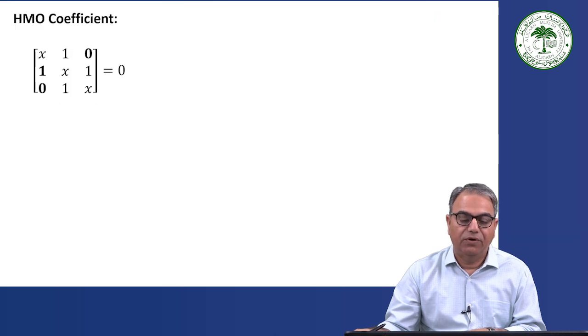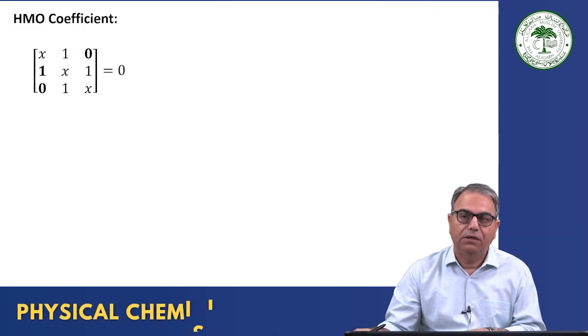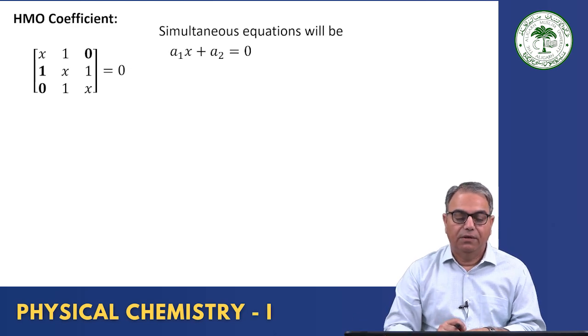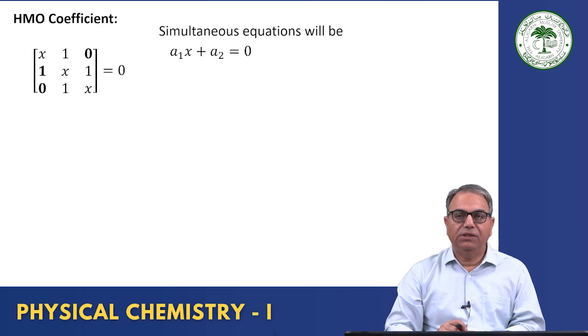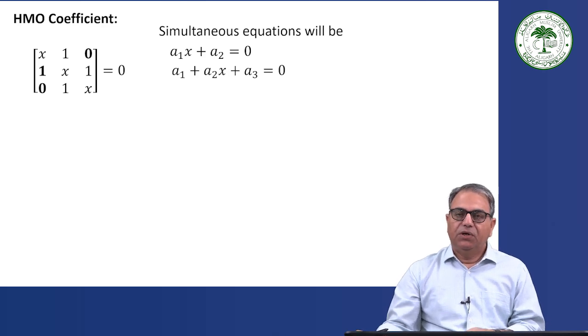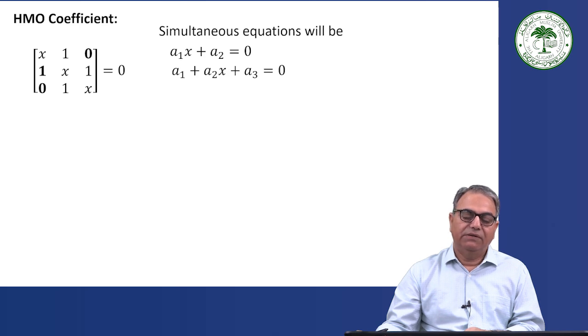So, again from the determinant you will get the equations, so simultaneous equations will be written. In the first row you have 3 terms: x, 1 and 0. So, the first row will give you the equation A1x plus A2 is equal to 0. The A3 term will not be there because the third term is 0. Okay. In the second row you have 1, x, 1. So, the equation will be A1 plus A2x plus A3 is equal to 0 obviously. Then in the third row you are starting with 0, 1 and x. So, what do you have?